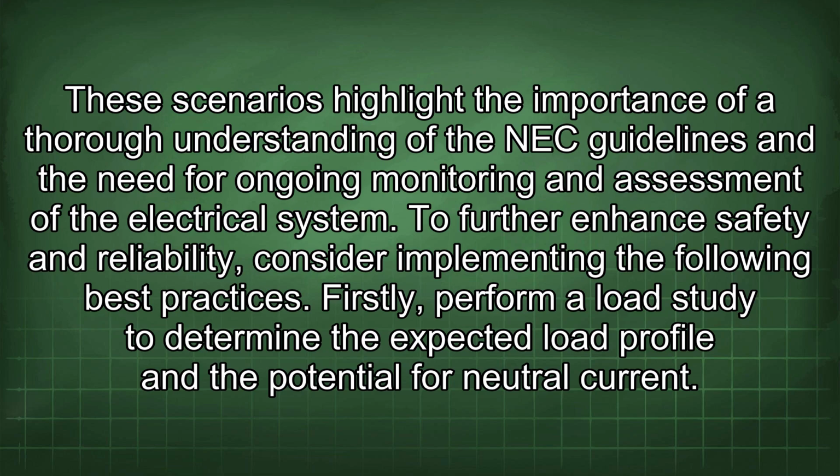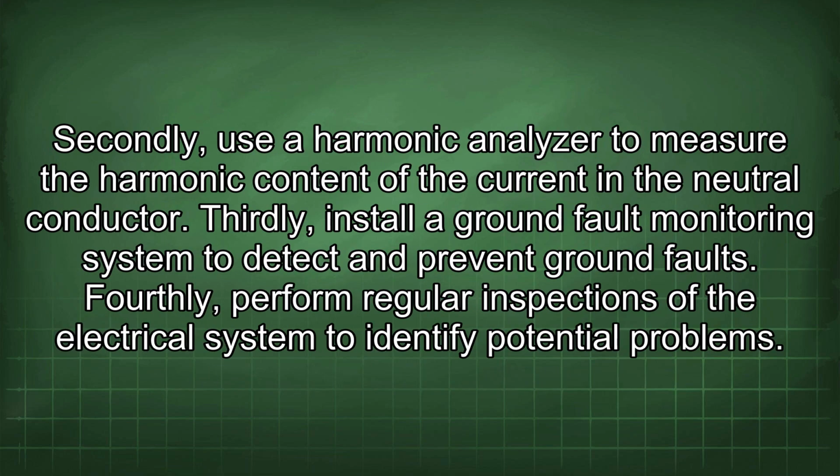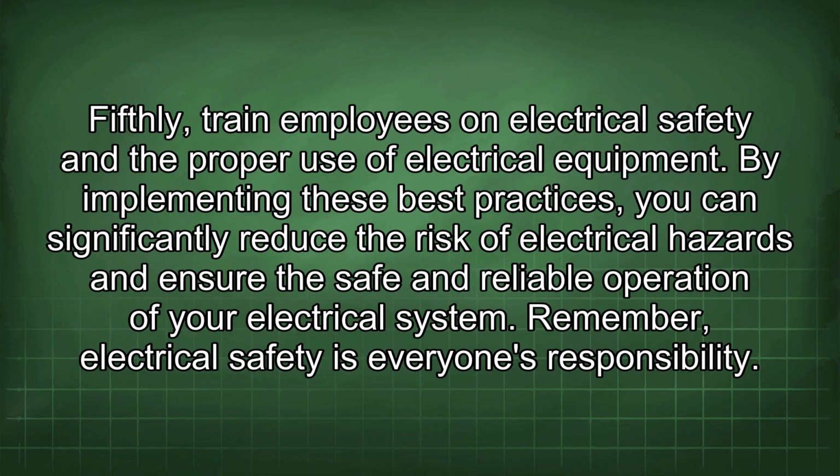Firstly, perform a load study to determine the expected load profile and the potential for neutral current. Secondly, use a harmonic analyzer to measure the harmonic content of the current in the neutral conductor. Thirdly, install a ground fault monitoring system to detect and prevent ground faults. Fourthly, perform regular inspections of the electrical system to identify potential problems. Fifthly, train employees on electrical safety and the proper use of electrical equipment.